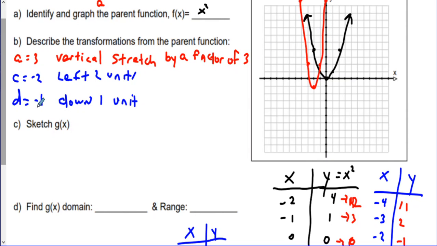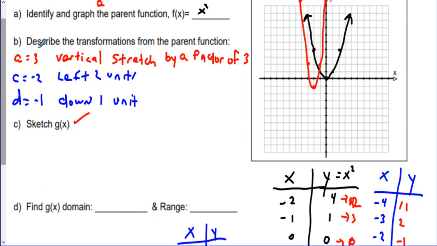But it meets all of this transformation information. We shifted everything to the left by 2, we shifted everything down by 1, we stretched all the points out so it looks a little skinnier. So I did all of that. That's the letter C, right? The only thing I have left to do now is to describe the domain and range, and that's what this graph's going to help me with.